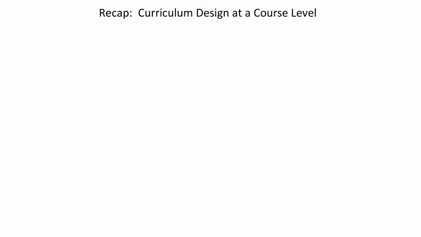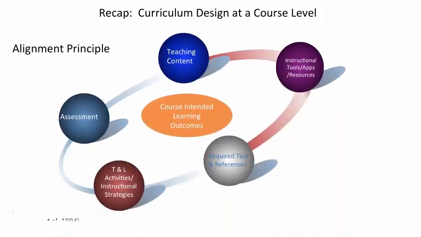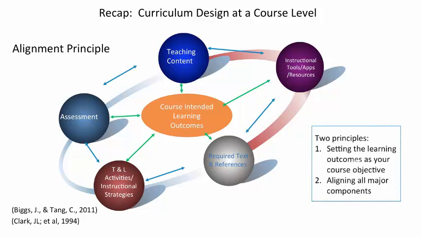But let us recap the two previous lessons. The alignment principle is a key element of course design. It states that all the various elements of a course need to be brought in alignment with the course intended learning outcomes, as well as each other. These two principles, setting the learning outcomes as the course objective and aligning all the major components together, will form a well-aligned course. Today's workshop will focus on the teaching and learning instructional strategies.